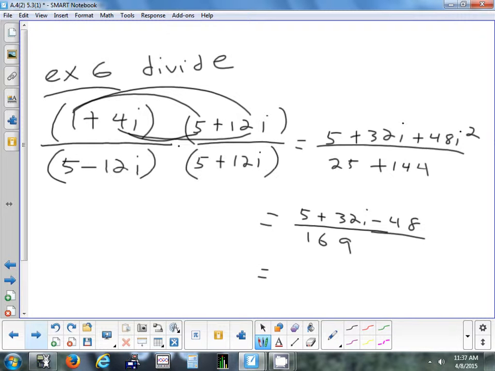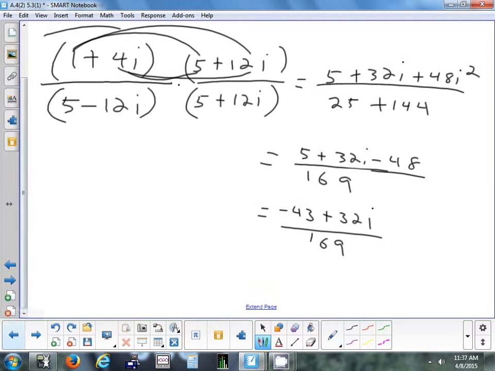Okay, so almost there. 5 take away 48, combine those together. How about Danielle? Negative 43. Yep, negative 43 plus 32i all over 169. Is it okay to leave the final answer like that? No, we got to split it.